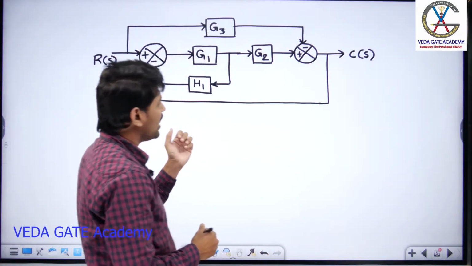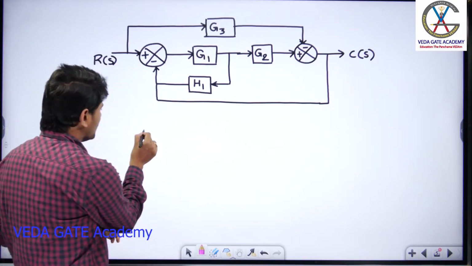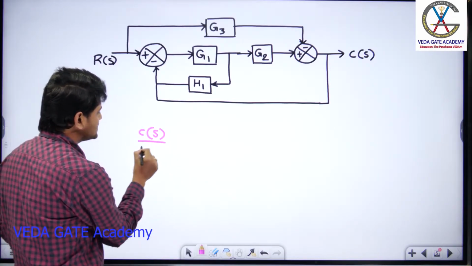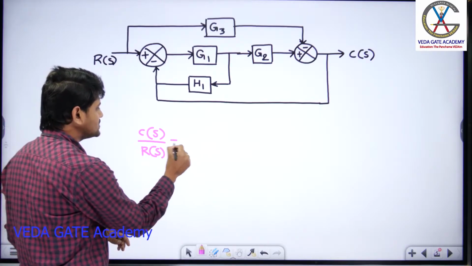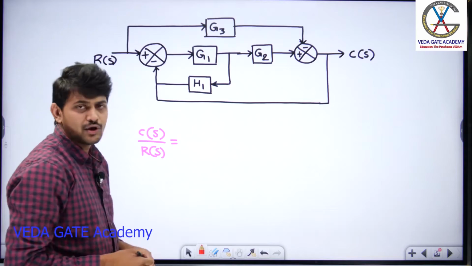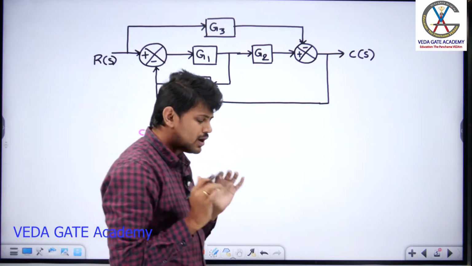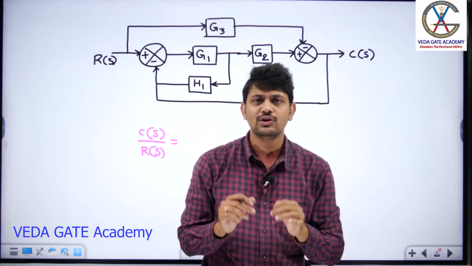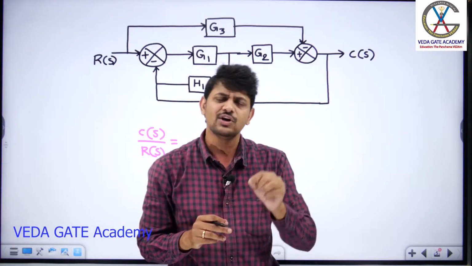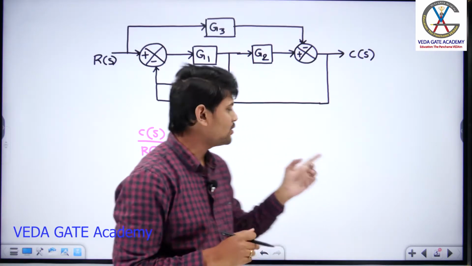So if I apply Mason's gain formula directly to the block diagram, I need to write the answer for C of S by R of S. Now let us see how to apply it. First step, you need to identify the number of forward paths. In a given block diagram, if you want to determine C of S by R of S, you can start from R of S and see how many ways you can reach the corresponding node C of S.